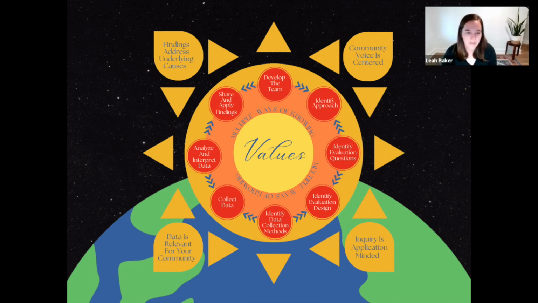And we also included 4 guiding values, which are seen in the rays of the sun. The values are centering community voice, so ensuring that community is represented and centered in the evaluation, not just the voice of the evaluator. Inquiry is application-minded, so thinking about the possible results of the evaluation from the beginning and also making sure the possible results are useful for the community. Another ray is data is relevant for your community, so data is meaningful for and understood by your community and can be used both now and in the future. And the final value is findings address underlying causes. For example, exploring the different social determinants of health that have an impact on health and social outcomes throughout your evaluation.